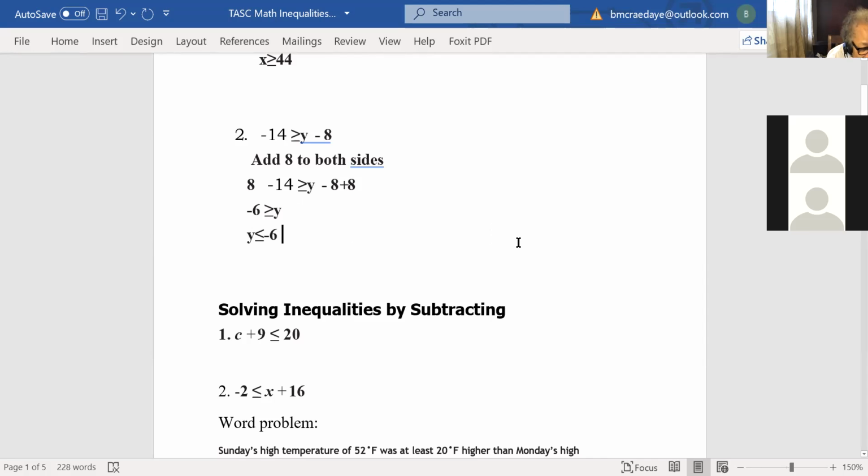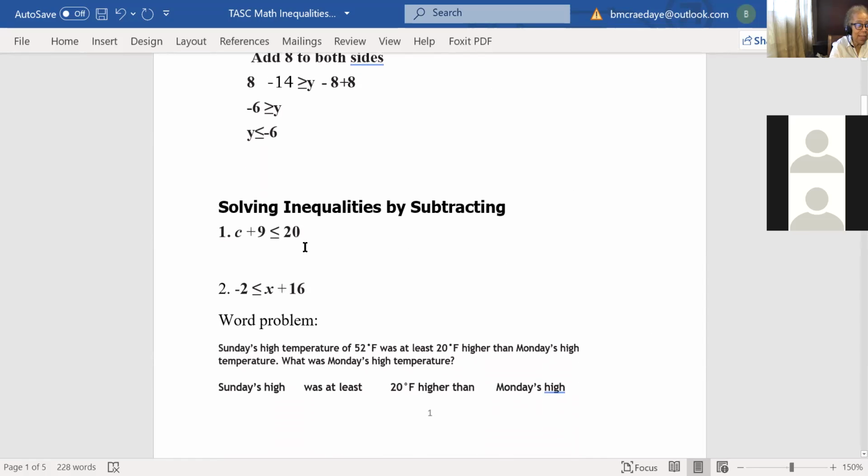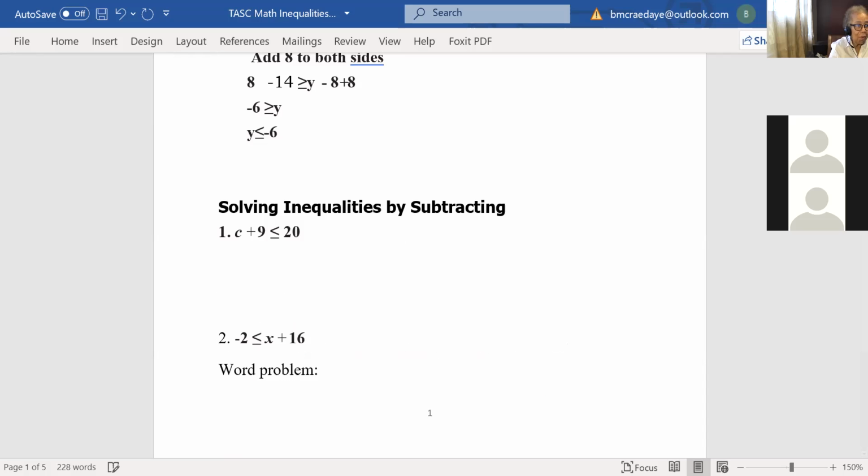Okay. Now, that was addition. Now we're going to subtraction. Now that means that the inequality has an addition in it. So, okay. Can someone solve this for me? Just tell me the answer. What is C equal to?